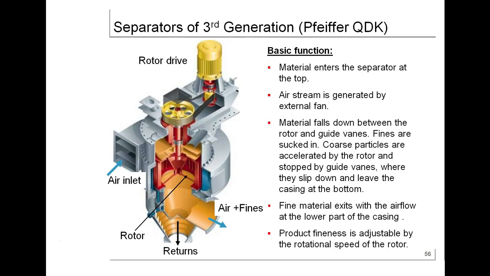Separators of third generation: QDK. Basic function: material enters the separator at the top. Airstream is generated by an external fan. Material falls down between the rotor and guide vanes. Fines are stuck in. Coarse particles are accelerated by the rotor and stopped by guide vanes, where they slip down and leave the casing at the bottom. Fine material exits with the airflow at the lower part of the casing. The product fineness is adjustable by the rotational speed of the rotor.